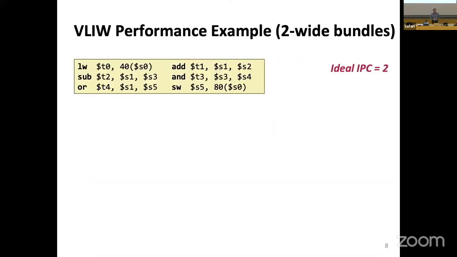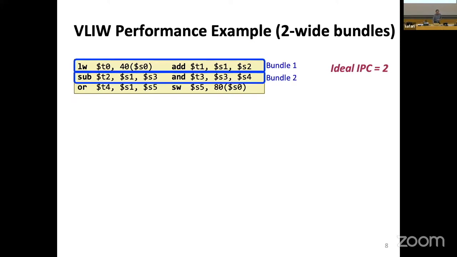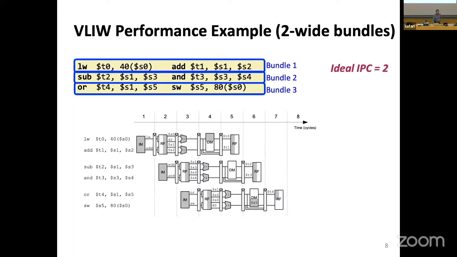Okay, let's take a look at a VLIW example in the ideal case. So here, I'm assuming two-wide bundles. This is actually the same example that we looked at with the in-order processor and then the superscalar processor, and now it became VLIW. This is bundle one. The compiler figured out that they're independent and it put them together. This is bundle two, and this is bundle three. And the compiler did all of these. And then the hardware is beautiful.